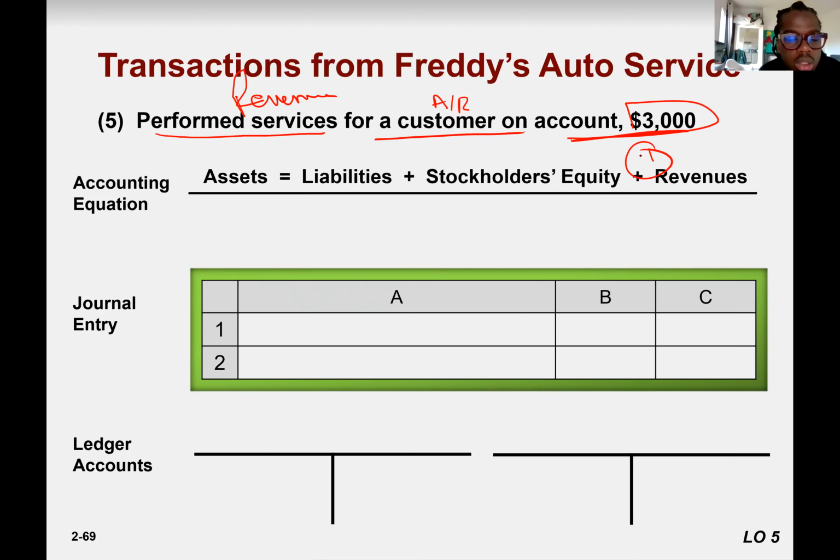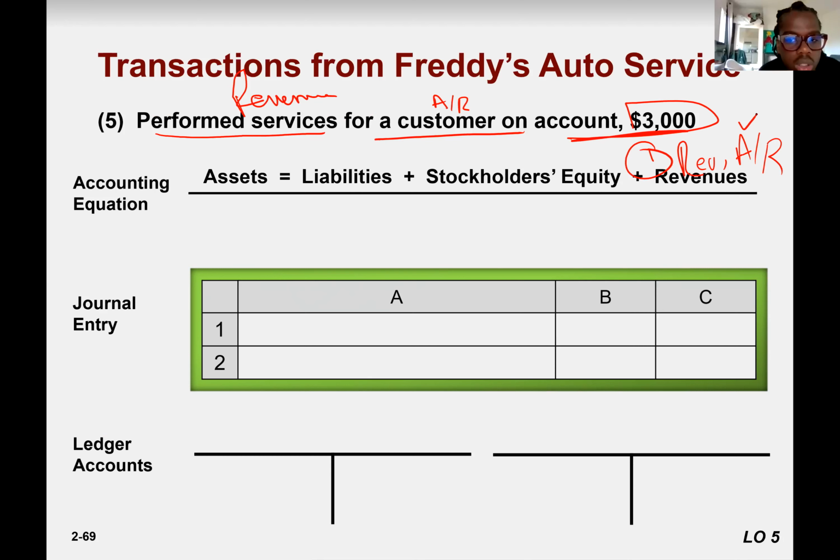There is no cash. Cash is not going to be here. It means revenue and account receivable. It means the customer has received our services but didn't pay us. He will pay us later. So we create a customer account, which is account receivable, right?